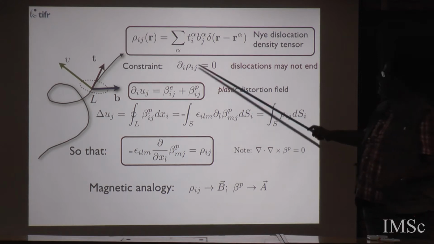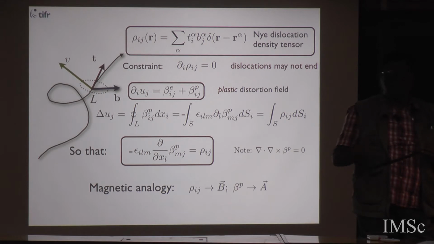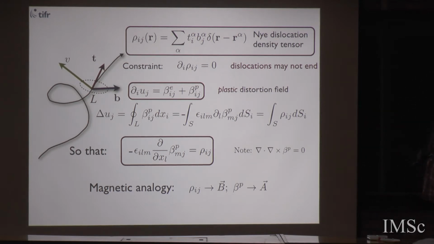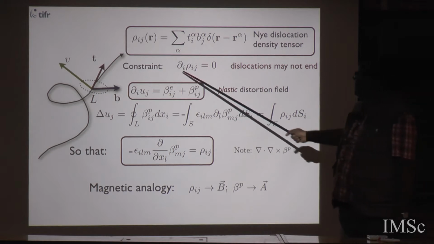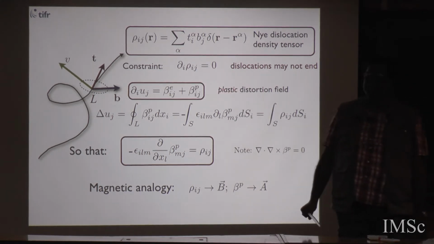And this constraint simply means that dislocations cannot suddenly end. If you draw a little picture, you can convince yourself that dislocations either have to form a loop or they have to go to the surface. They cannot suddenly end in the bulk. Okay? And this constraint is administered by demanding that the divergence of this is 0.